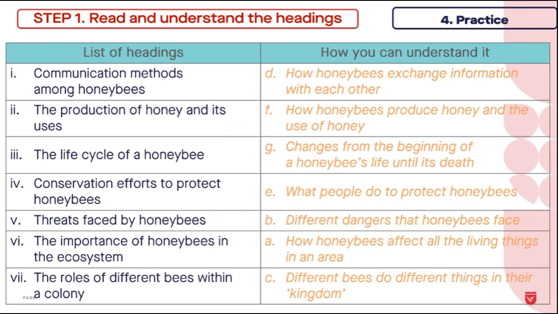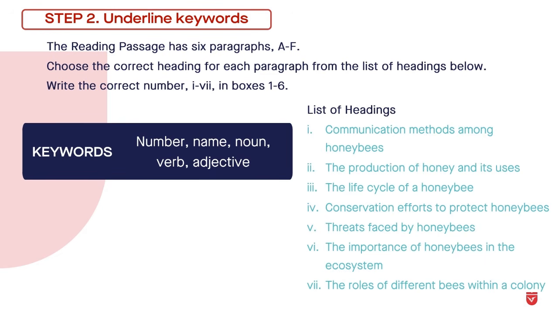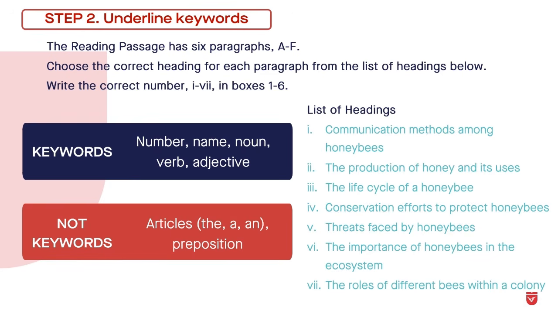Let's move on to step 2. Underline keywords. By underlining keywords, I mean focusing on the most important words. It can be a number, a name, a noun, a verb, or an adjective. And it cannot be an article like "a" or "the", or a preposition, because they can be found everywhere in the passage. Please pause the video for 5 minutes to find the keywords by yourself.